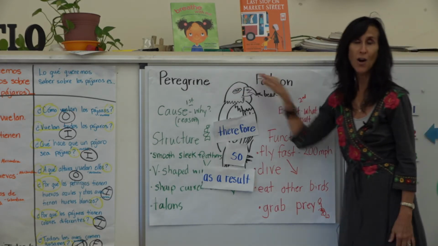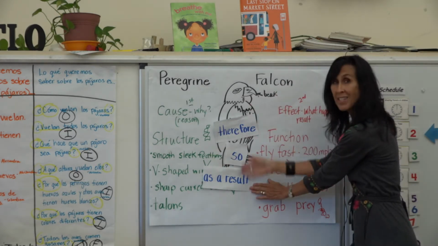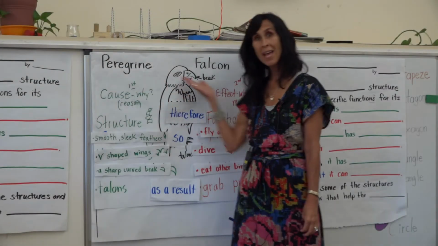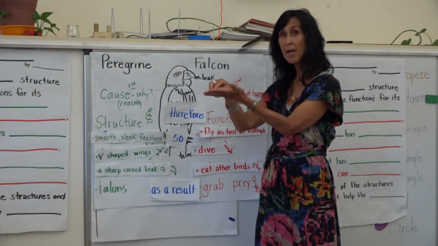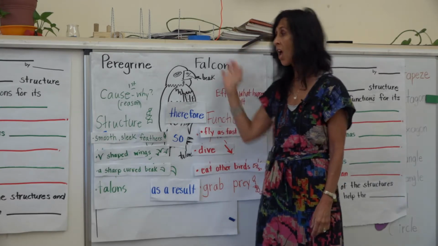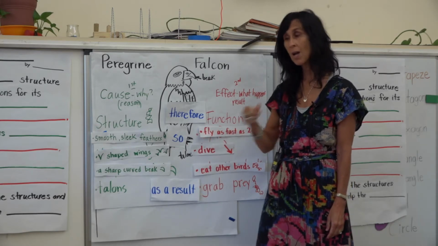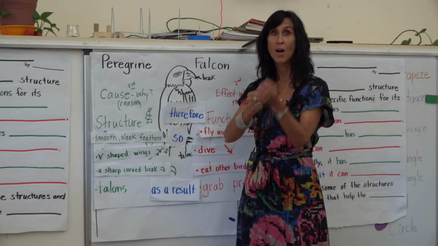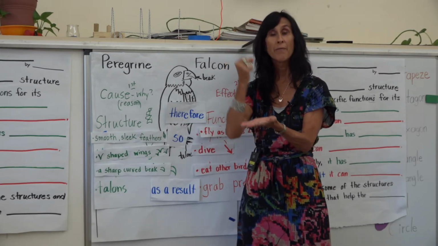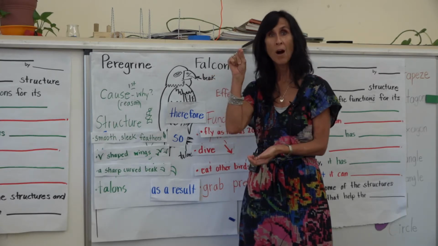When you make your chart about your bird, make sure that you use cause and effect language to explain it to someone. We made an input chart of the peregrine falcon. Say it with me, peregrine falcon. And on this chart, we listed all the facts or the things that are true, especially about the structure of the peregrine falcon and the function or the jobs of the structure of the peregrine falcon.